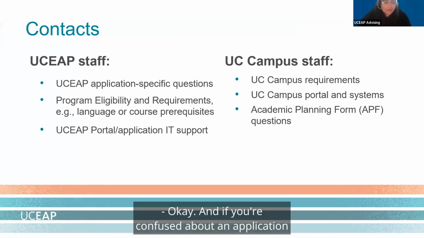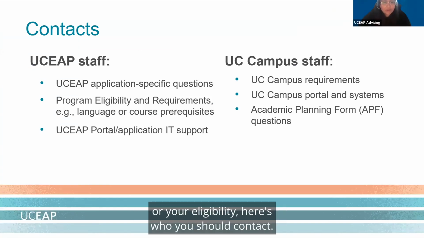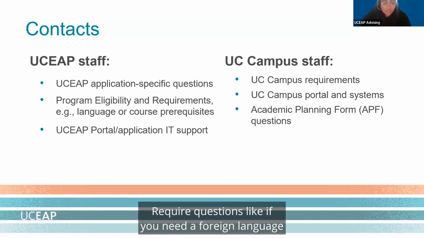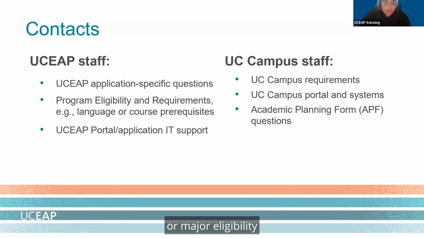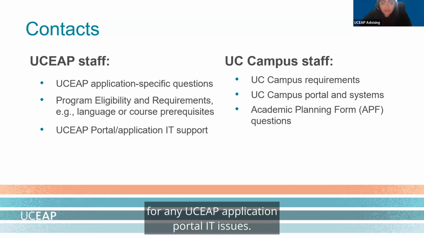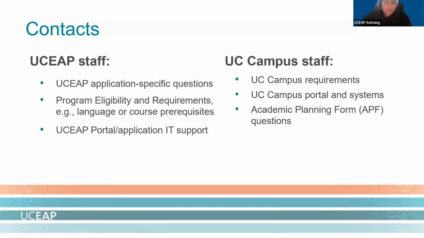Okay, and if you're confused about an application or your eligibility, here's who you should contact. Please contact UCAP staff for any UCAP specific application questions, like if you need a foreign language for the program, if you meet the GPA requirements or major eligibility, and any course prerequisites. Also contact UCAP staff for any UCAP application portal IT issues.